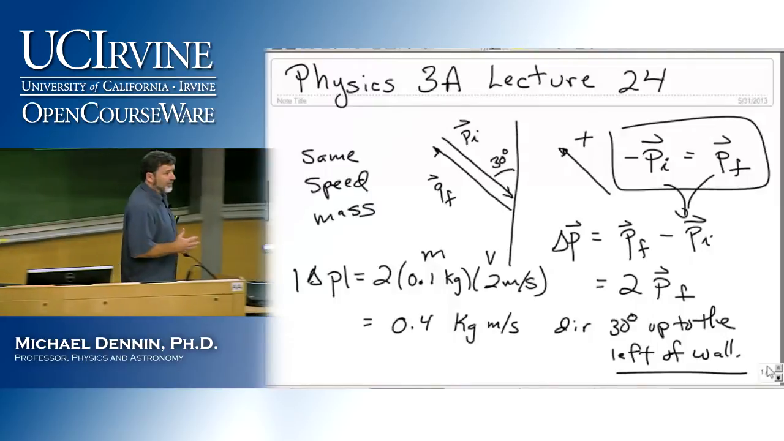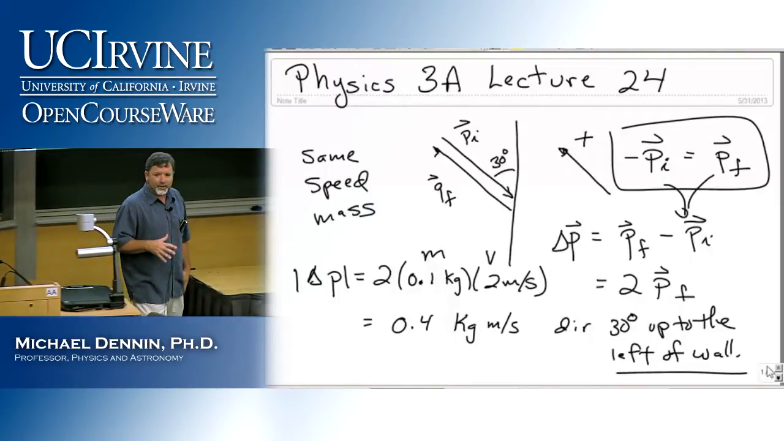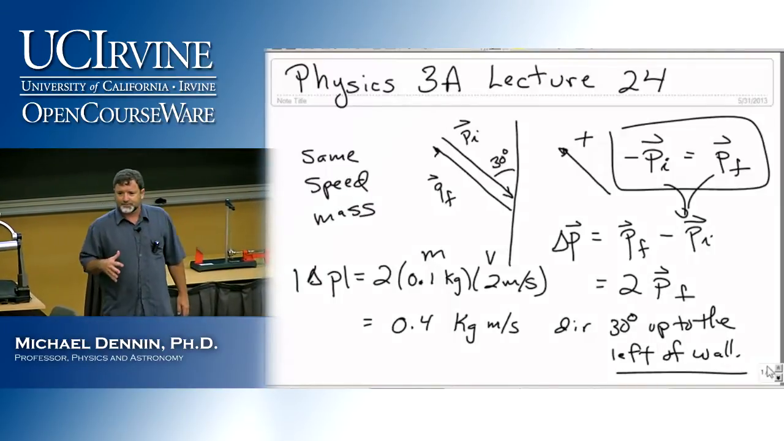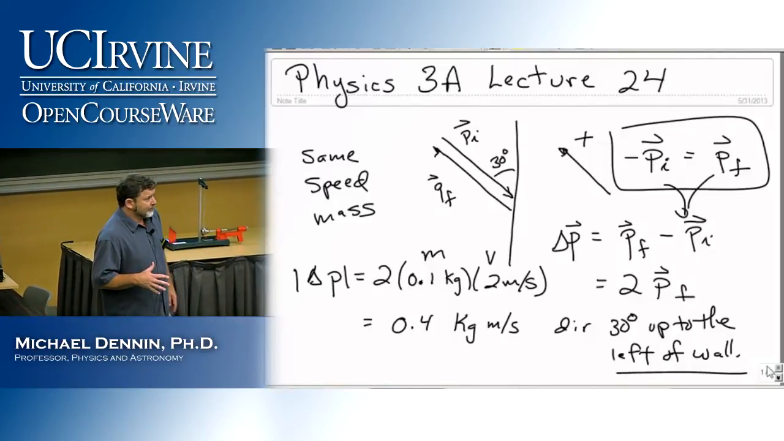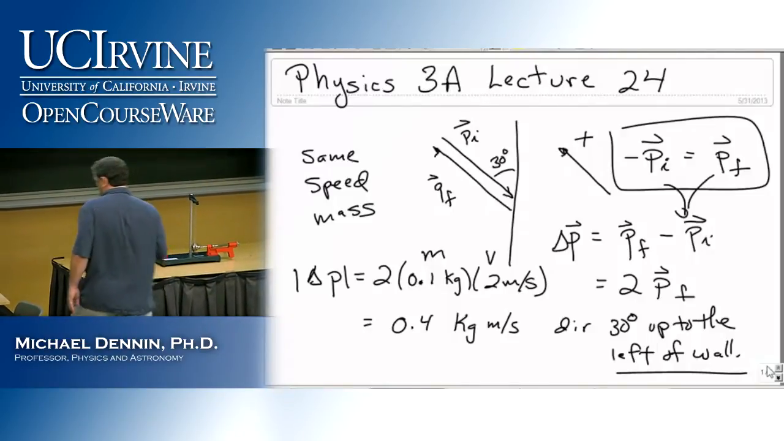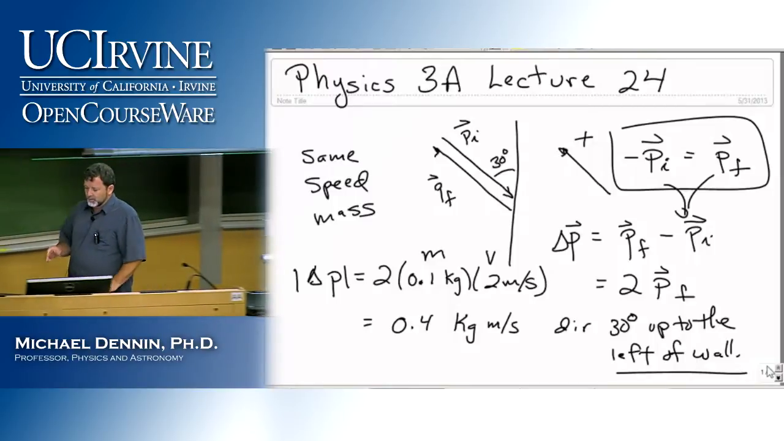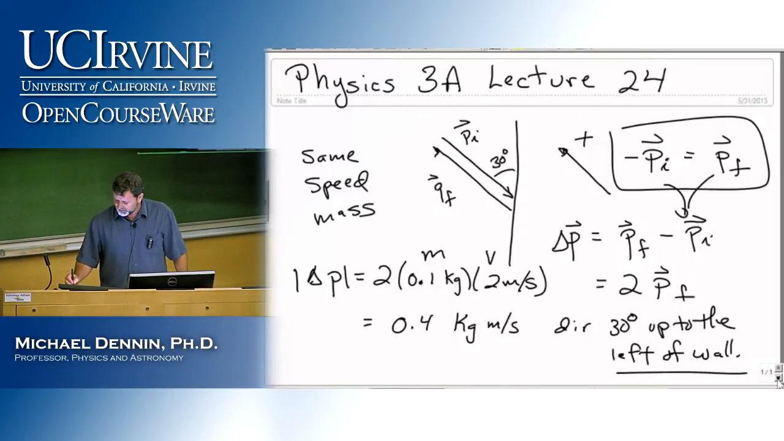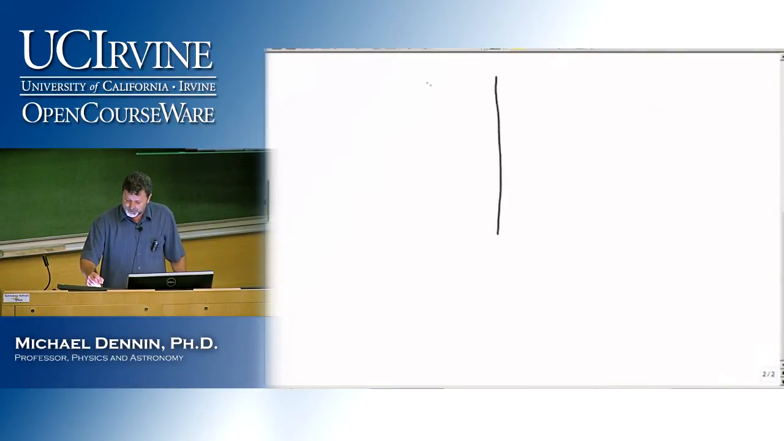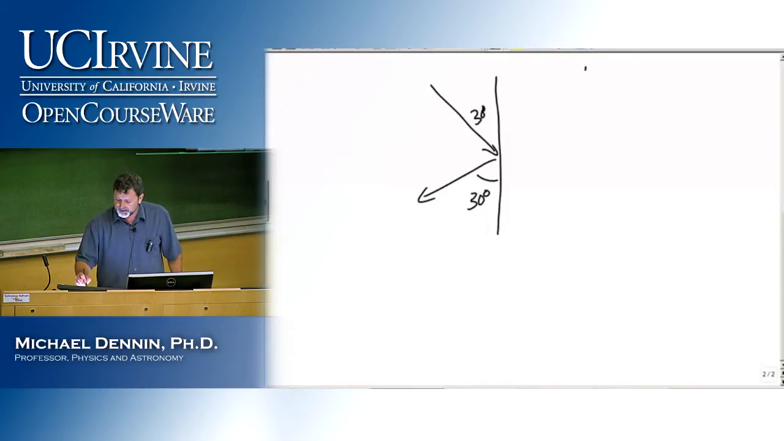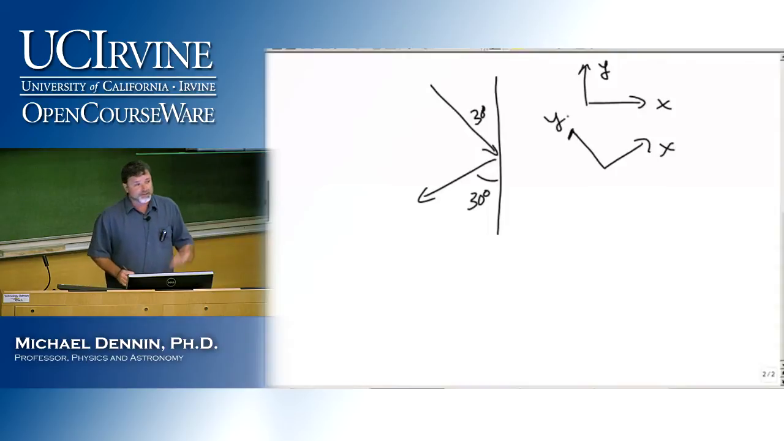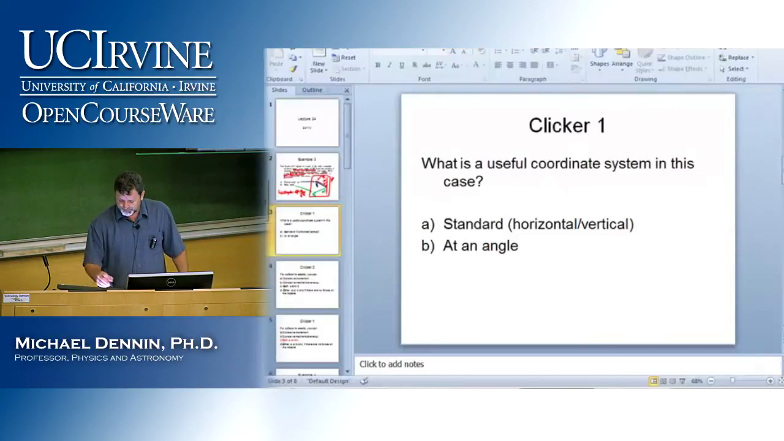So that's really no different than any of the ones we did on Wednesday, but I wanted to just go through that quickly. Any questions on that? Excellent. So now I want to ask that clicker question. Let's just draw it real quickly. We're going to do the other version of it, where it comes in at 30 degrees, and it goes out at 30 degrees. And we're basically going to be asking, do we want a standard coordinate system like that, or do we want what we just did, a tilted coordinate system like that? That's our basic question.